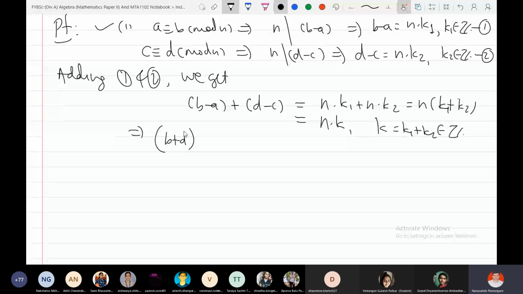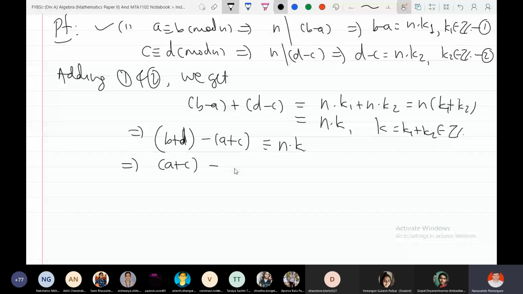But by symmetry of this congruence relation, A plus C minus (B plus D) is n times some k3, right? What is k3? Minus k, and still it is an integer, correct? I am just changing the sign.